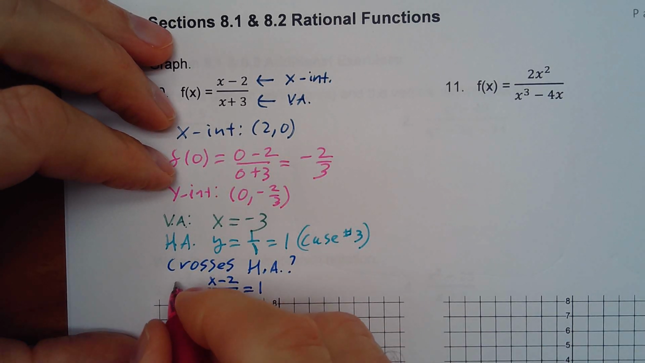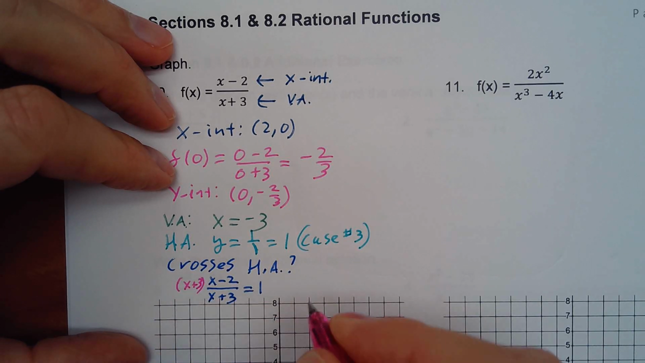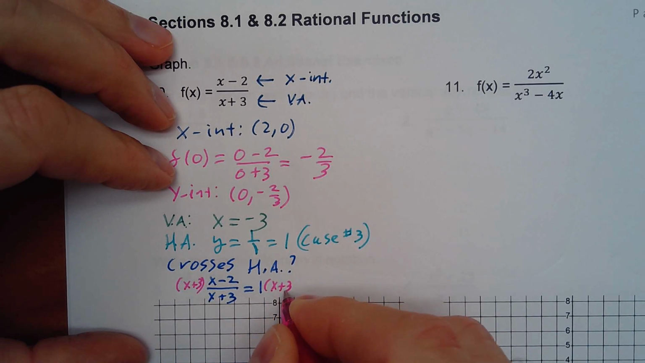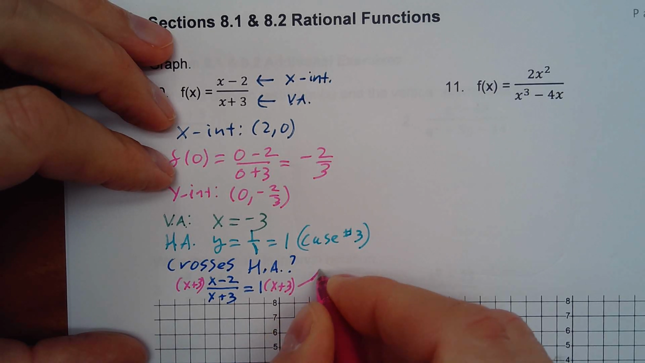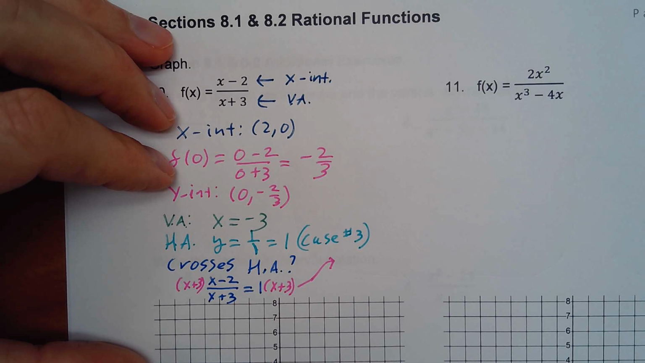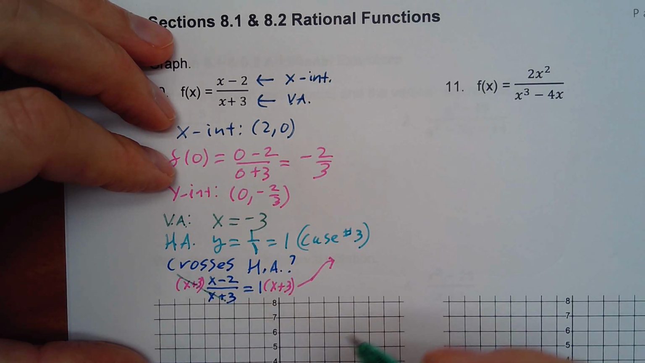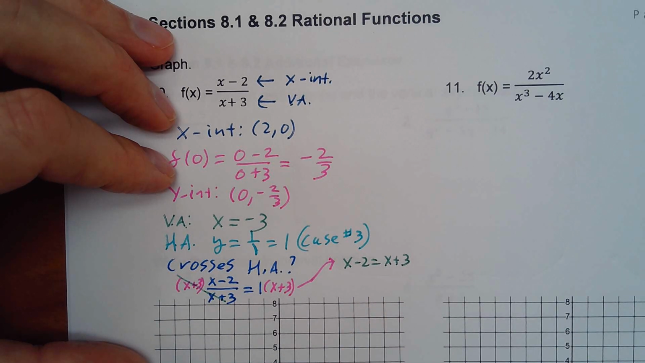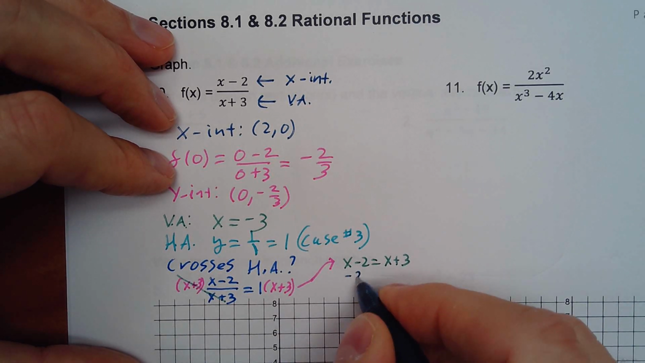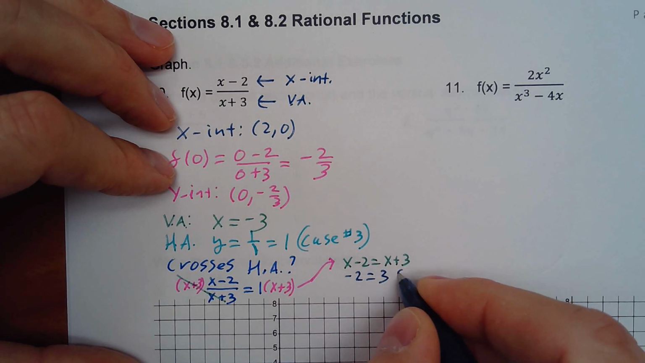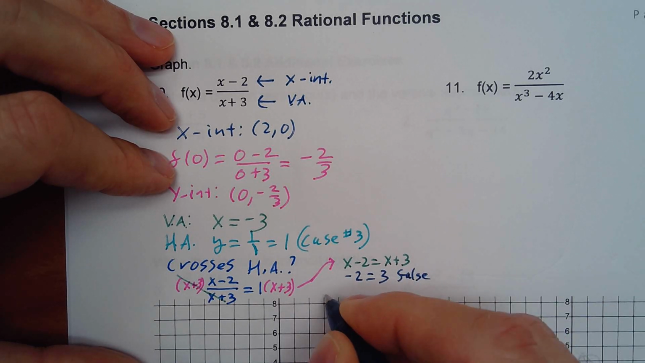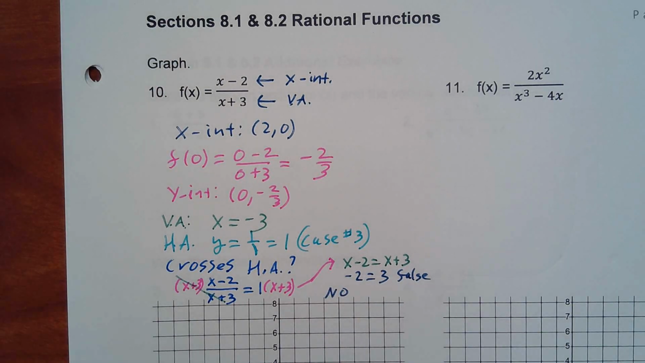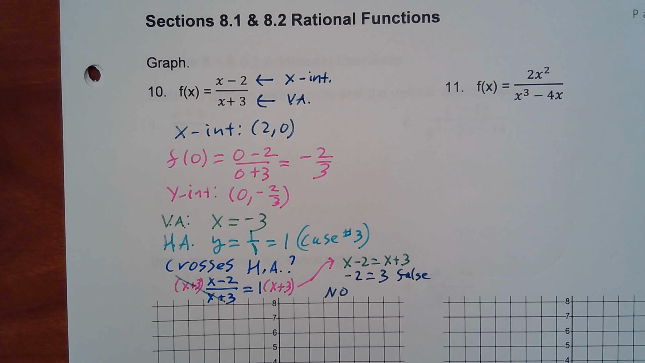LCD here is x plus 3. So when I do that, they cancel here. X minus 2 equals x plus 3. Go ahead and subtract x from both sides. I get negative 2 equals 3, which is false. So the answer is no, it does not cross the horizontal asymptote. So that's the way you can check to see if it crosses the horizontal asymptote.